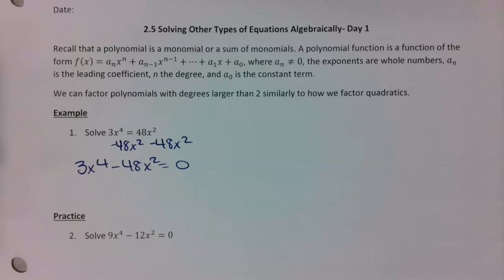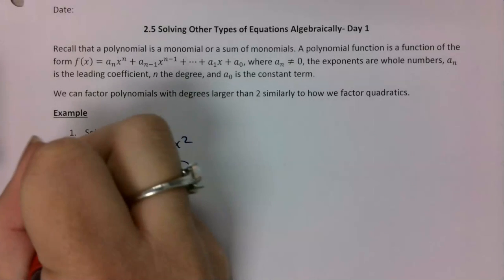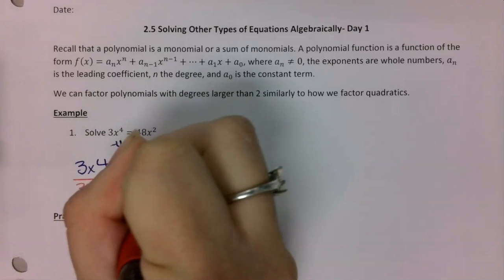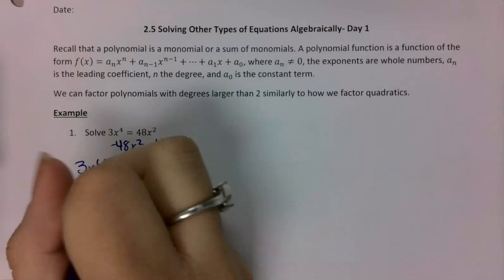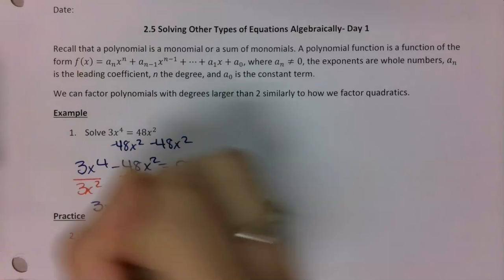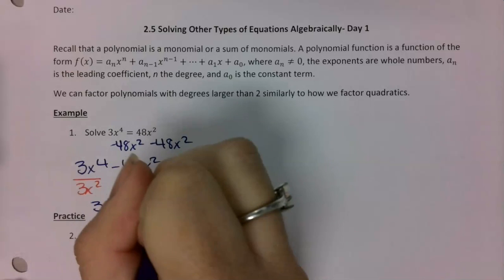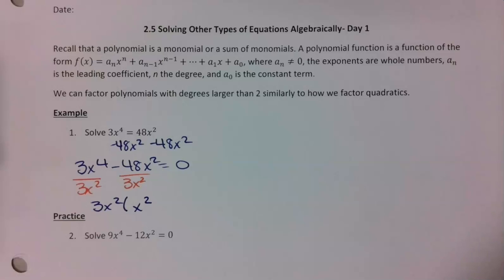Then, since I have two terms, I want to see if I can factor out anything from both of them. What do these two terms have in common? 3x squared. So I'm going to factor out a 3x squared. So that means I'm going to pull that out front. What is 3x to the 4th divided by 3x squared? X squared. And negative 48x squared divided by 3x squared?